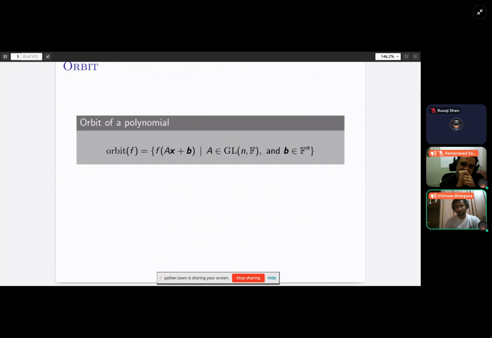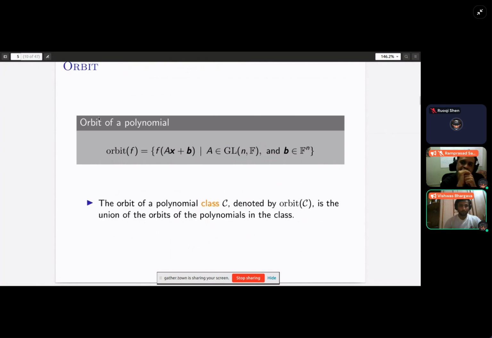The protagonist of this talk, as well as the previous one, was orbits of polynomials. For orbits of polynomials, you take a polynomial and you look at the collection of polynomials that you get by applying various invertible linear transformations. Similarly, the orbit of a class of polynomials is just the union of orbits of each and every polynomial in the class. So looking at orbits gives very interesting ways of looking at new classes from older ones.